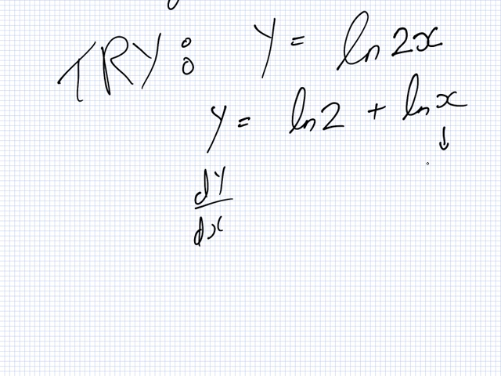This becomes 1 over x, and this becomes 0, because it's just a constant. It's like the example I did earlier, the number 7. What's the derivative of the number 7? It's 0. This basically becomes 0 because there is no x. Yes? So the answer is 1 over x.